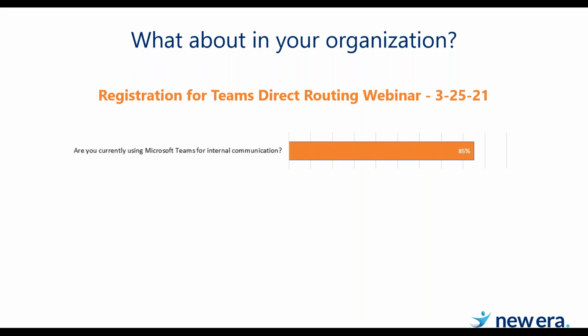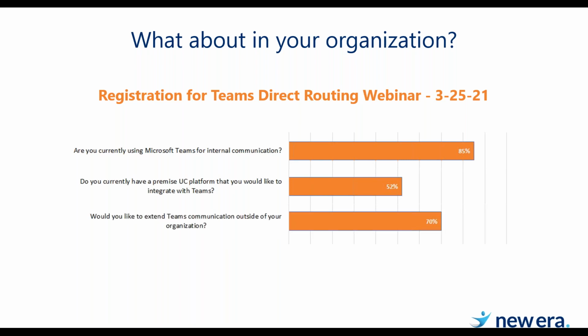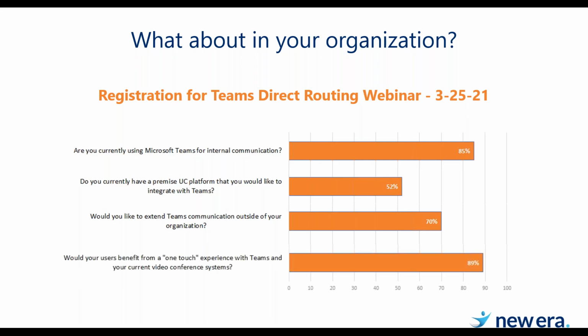85% of you are using Teams for internal collaboration today. Half would like to be able to integrate that Teams with the current UC platform. Almost 70% want to extend Teams communication outside the organization, hence calling, direct routing. And this is interesting. The folks who are looking to integrate Teams and current video conference systems, so more of a CVI platform than one touch, but the ability for us to integrate what we're doing today with Teams.